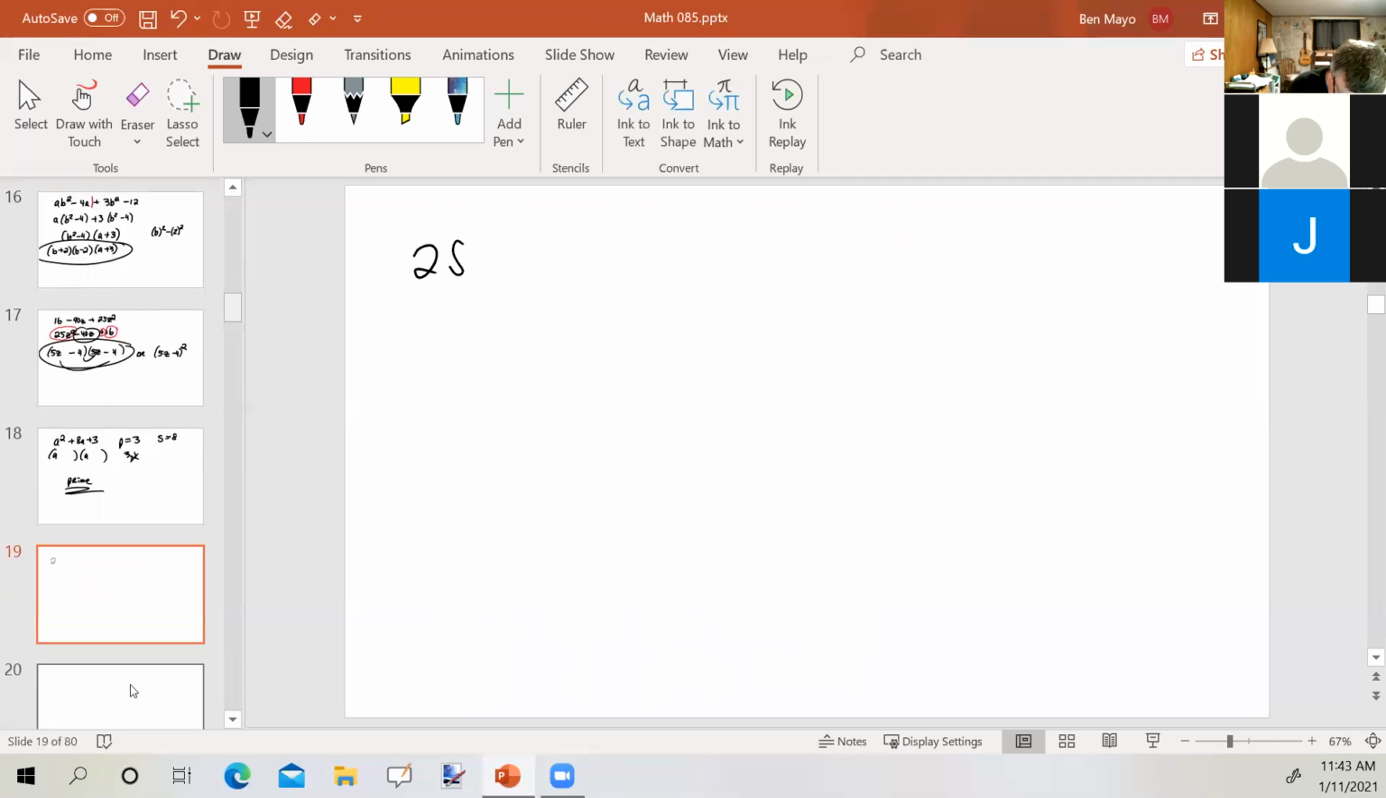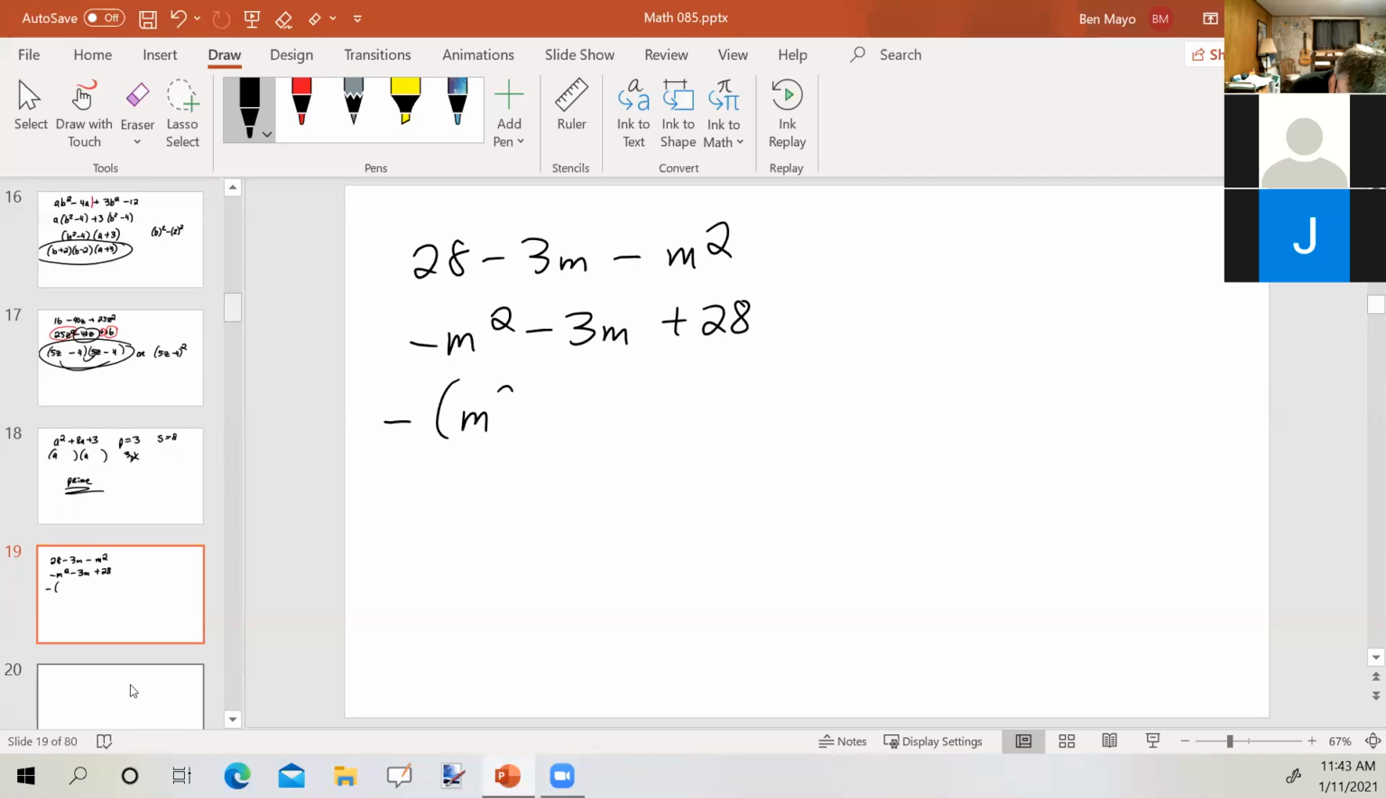We have 28 minus 3m minus m squared. This is a trinomial. It's not in standard form, so let's put it in standard form: negative m squared minus 3m plus 28. It has a leading coefficient of negative 1, so I'm going to factor out that negative, which changes the sign of each term inside the parentheses.